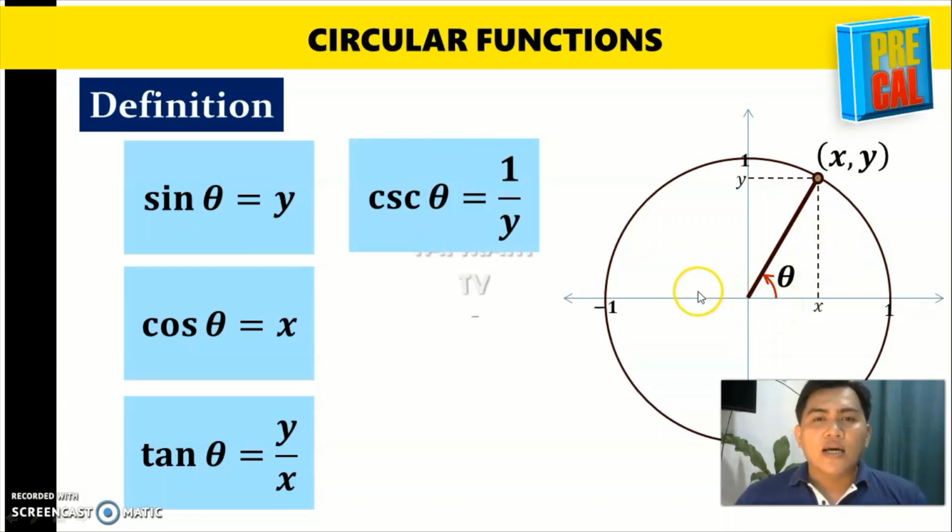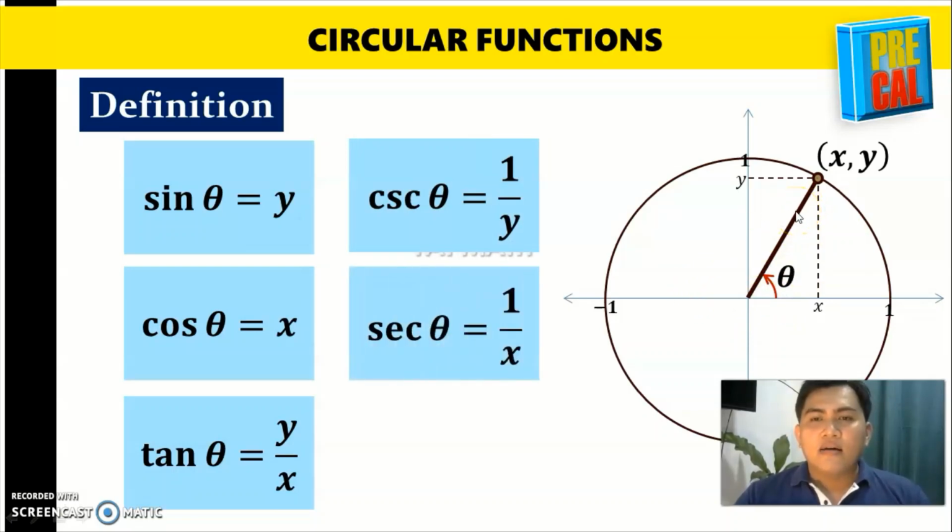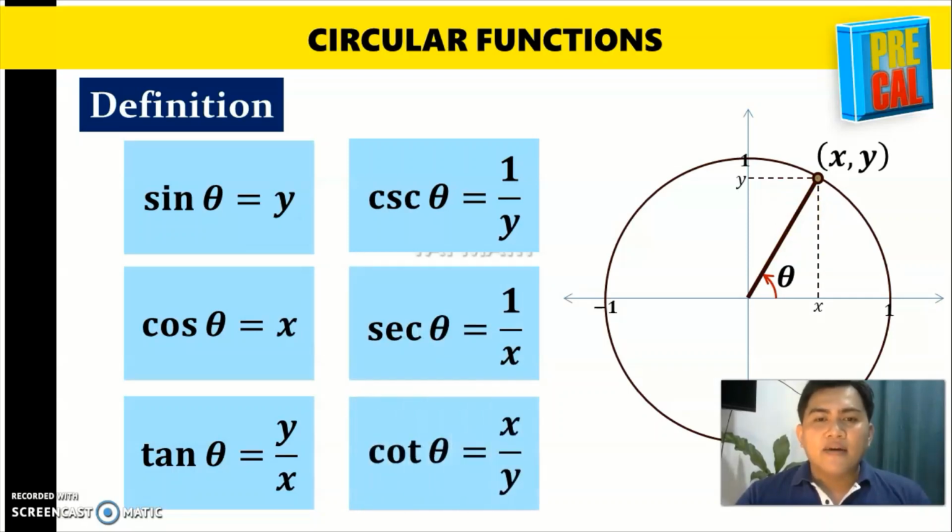For the cosecant of the angle, that's 1 over y. For the secant of the angle theta, that's 1 over x. And finally, for the cotangent of the angle theta, that is x over y. Remember that these are definitions, so you have to remember this. In the succeeding slides, we will apply these formulas, or shall I say definitions.